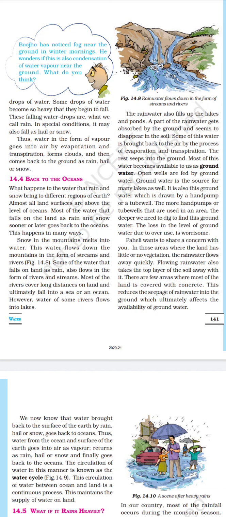Generally in our homes we have a submersible pump or tube wells, and through these we can draw water from underground. It is also this groundwater which is drawn by a hand pump or tube well, as already mentioned. The more hand pumps or tube wells that are used in an area, the deeper we need to dig to find this groundwater. The loss in the level of groundwater due to overuse is worrisome.